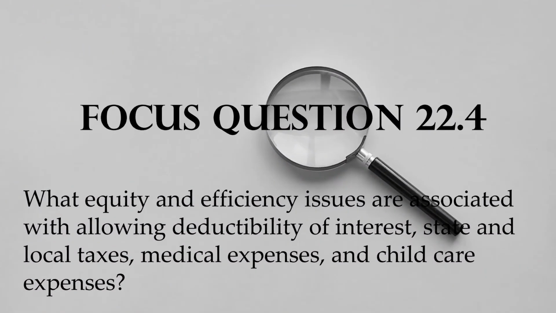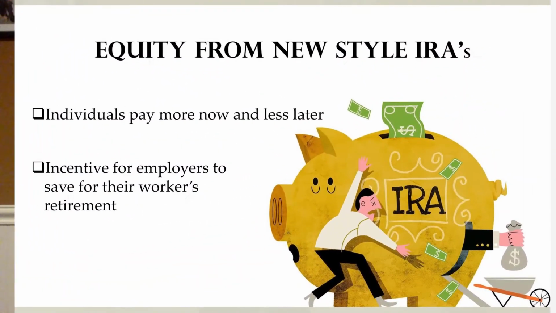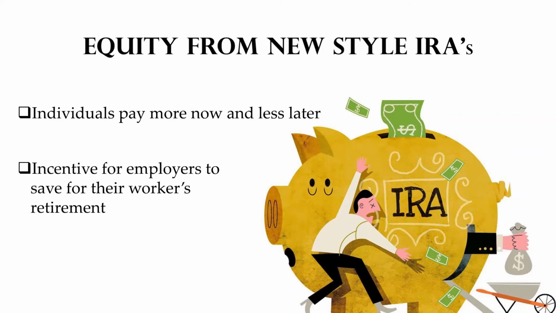What equity and efficiency issues are associated with allowing deductibility of interest, state and local taxes, medical expenses, and child care expenses? Right. So what are the equity and efficiency issues associated with this? There is an equity problem here. There's an equity question because it comes down to whether individuals should pay more now versus later.